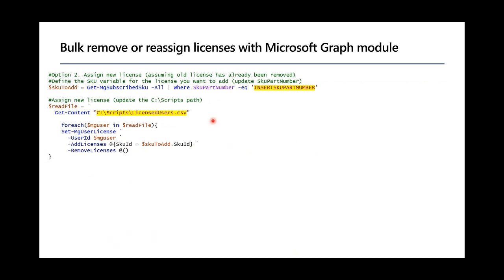And then for the second option here, this command will assign the new license to the users in the CSV file. This option assumes you've already removed the old license in a previous step. And similarly to the previous commands, you define the SKU variable here and the path to where that CSV file is located.